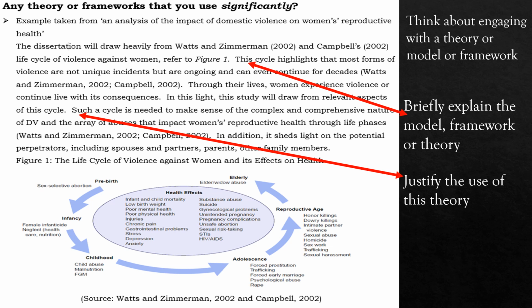Then she justifies the use of this theory. Why this theory? You could have used the social determinants of health, you could have used the health promotion model, but she used this particular model, and she explains what it is, and she explains why it is important.